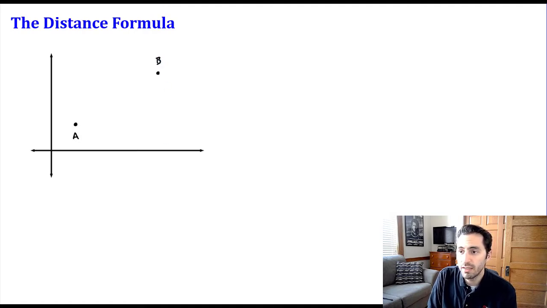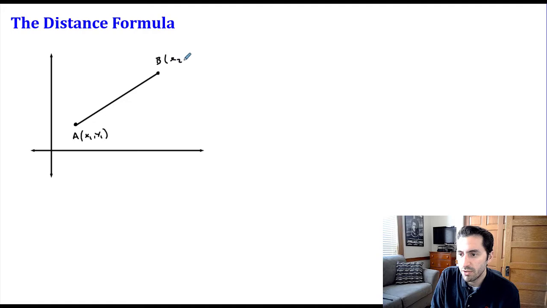First thing, let's connect these together to make a segment. So what I want to do is find out how long this segment is. Well, to do that, let's assign some coordinates to these points. Because we want this to be arbitrary, and we want this to be able to exist anywhere, we're going to use some variables. So let's say that this is the point x1, y1. And then for point B, we'll say that this is x2 and y2.